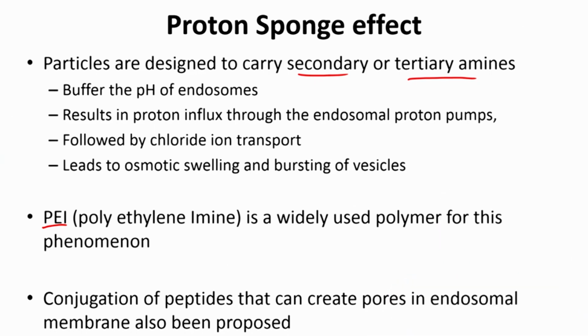And then there are other mechanisms. You can conjugate some peptides. This is mostly adopted from a viral strategy. So, some of the viruses have peptides that go and poke holes into the membrane. These peptides will go and make a hole through which your things can escape, and these vesicles may burst up. So, these are different mechanisms you can use to utilize this proton sponge effect or these pore creating peptides to come out from your endosomal membrane.